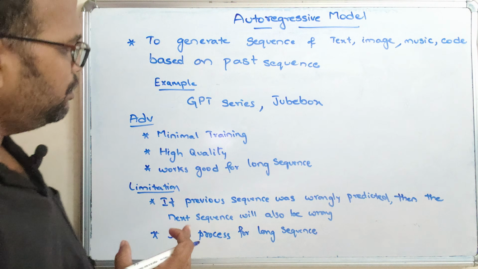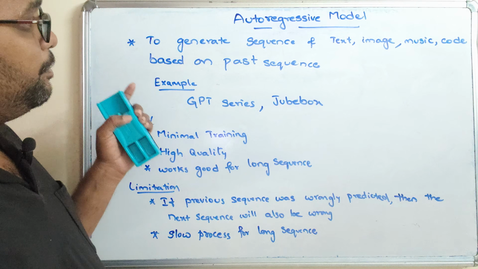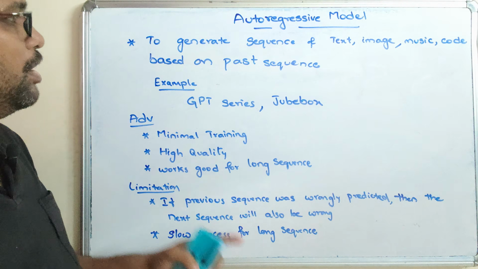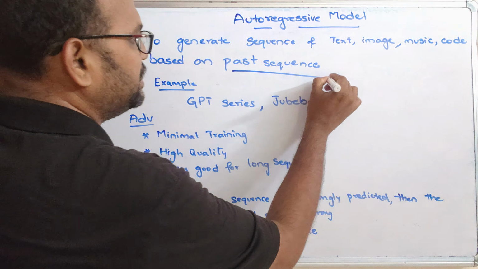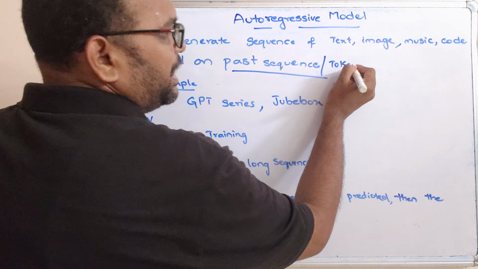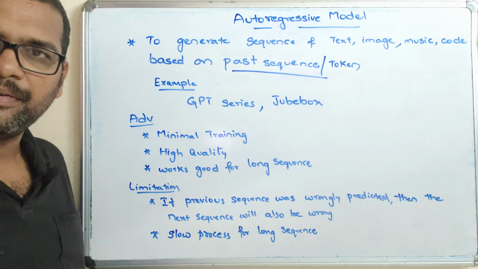So this is how this auto-regressive model is used. It will be used to generate the sequence of text, image, music, code based on the past sequence, or we can say past tokens, or past input also, right?